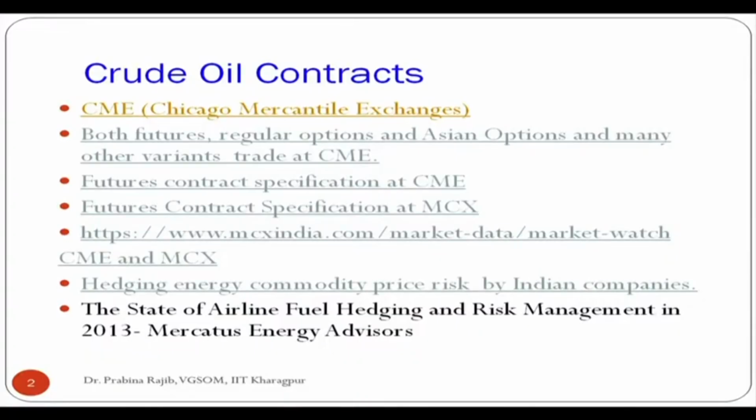So with this, we will be ending this session, and we will be discussing more about how companies can use forward contracts, different kinds of exchange traded derivative contracts as well as forward contracts to mitigate the crude oil price risk as well as the refined product price risk in the next session.